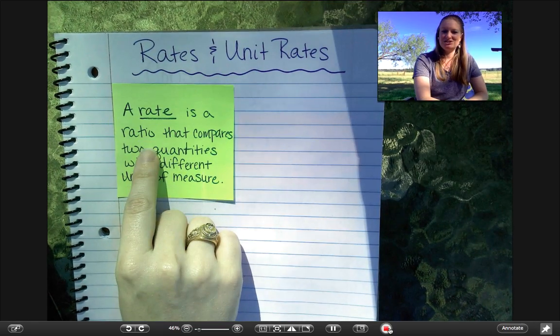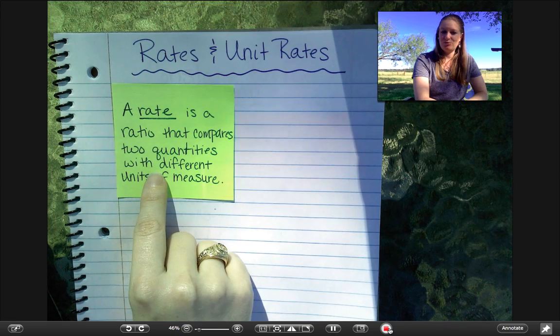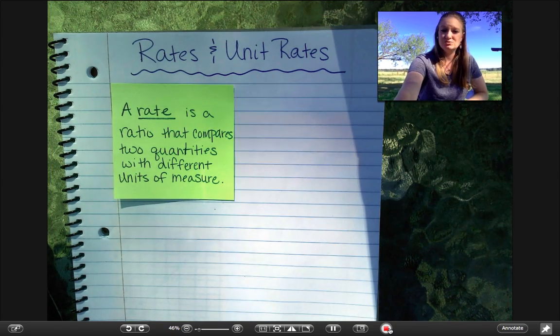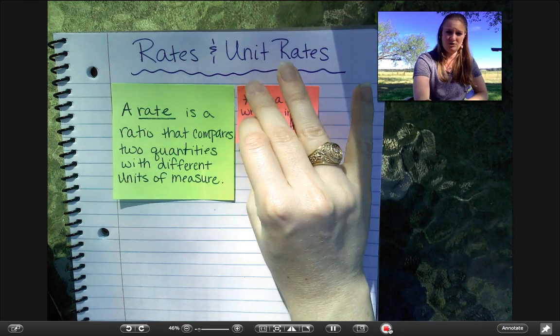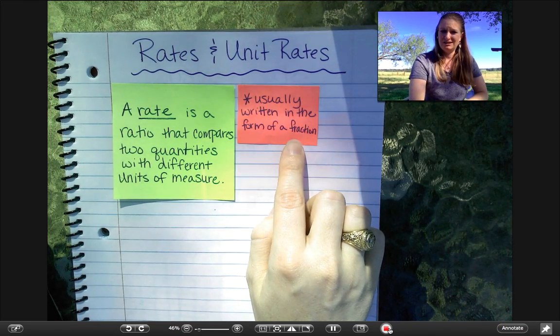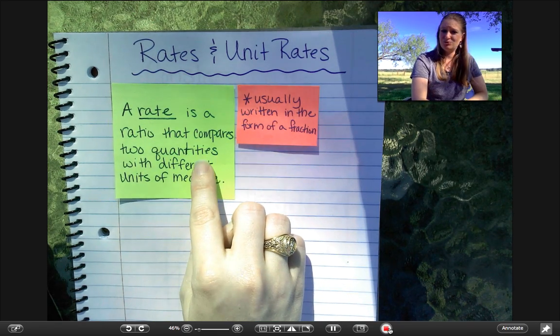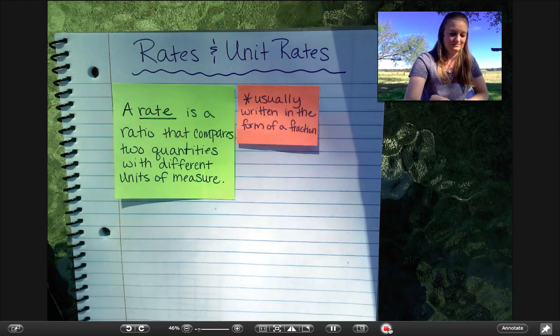A rate is a ratio that compares two different quantities with different units of measure. They are usually written in the form of a fraction. It's not actually a fraction. It's a ratio that compares two quantities. It just looks like a fraction.